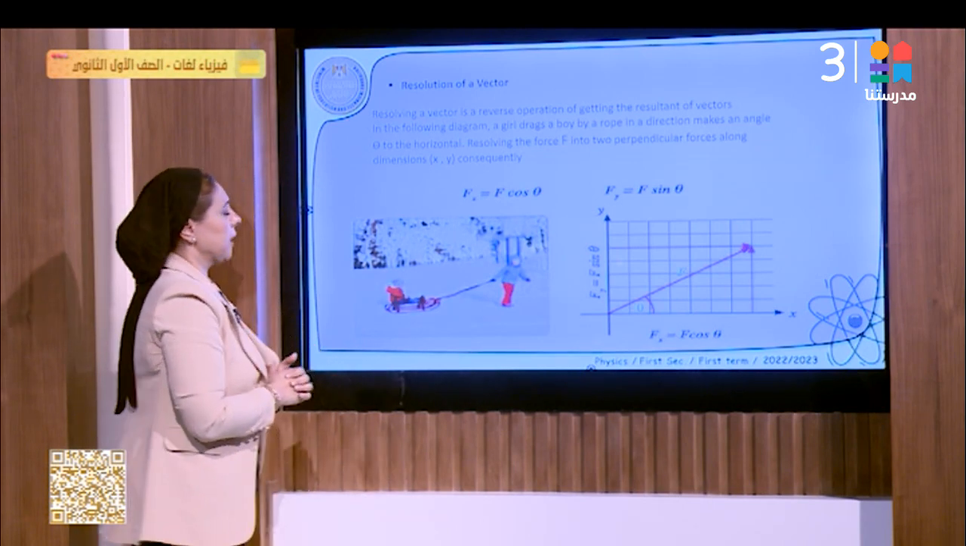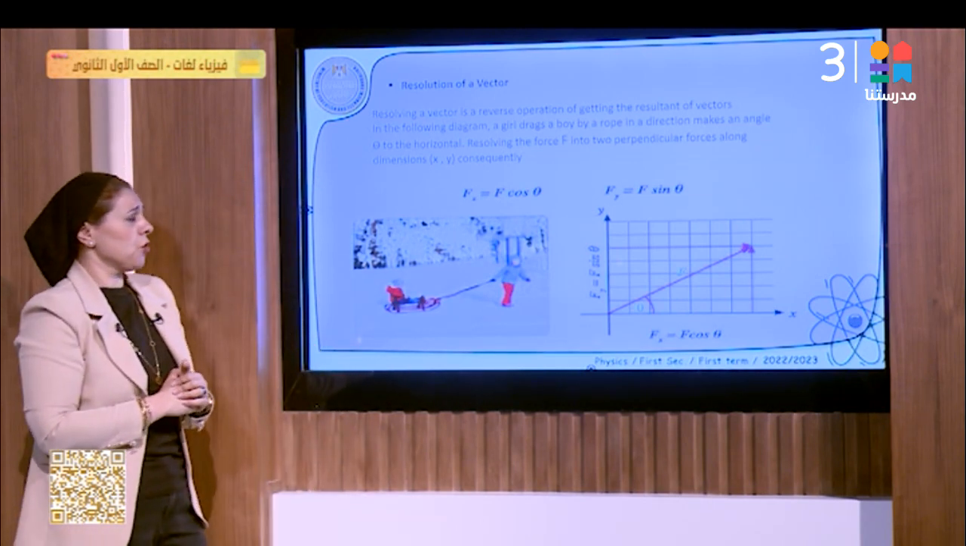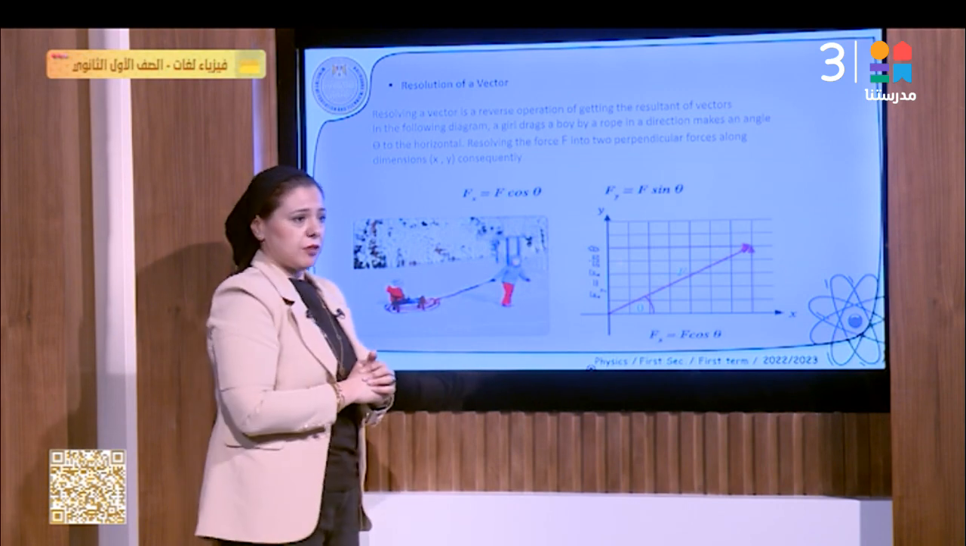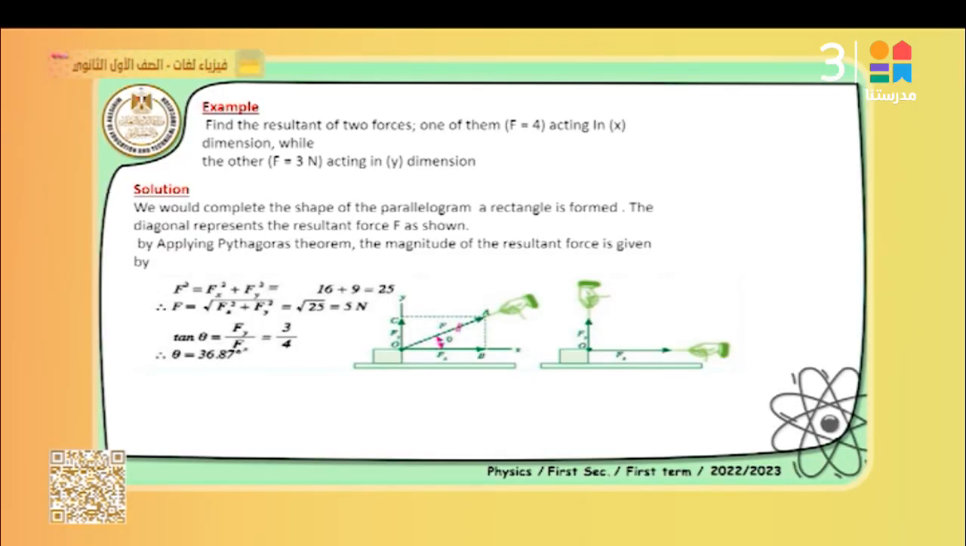Resolution of a vector. What is the meaning of resolution of a vector? Before resolution, we have here: find the resultant of two forces. One of them Fx equal 4 Newton acting in x-axis or x dimension, while the other Fy equal 3 Newton acting in y dimension.